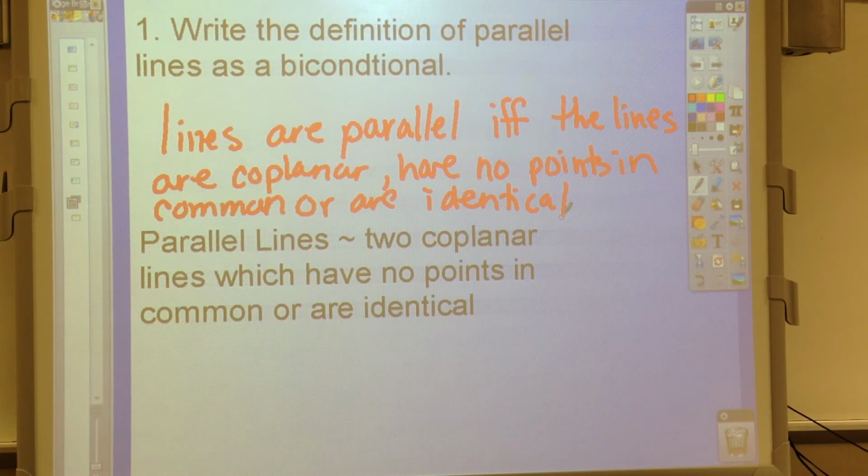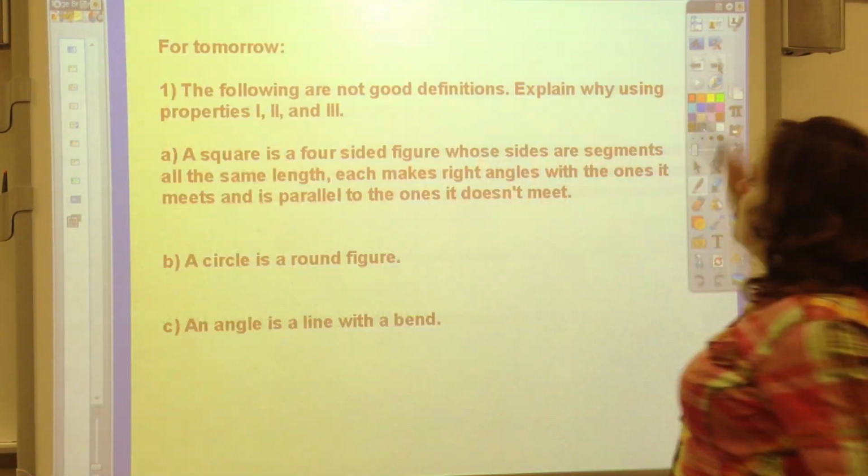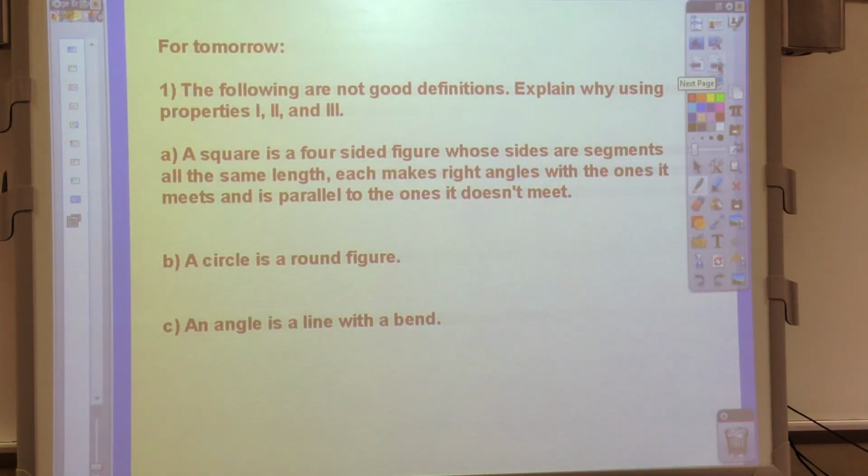All right, you have an assignment for tomorrow. For tomorrow, I would like you to decide which properties, 1, 2, or 3, show that A, B, and C are not good definitions. I will see you tomorrow.